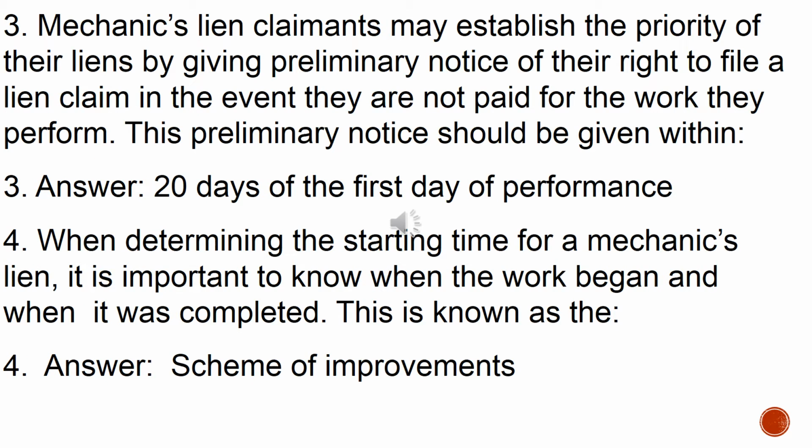Question number 3. Mechanics lien claimants may establish the priority of their liens by giving preliminary notice of their right to file a lien claim in the event they are not paid for the work that they perform. This preliminary notice should be given within? Answer: 20 days of the first day of performance.